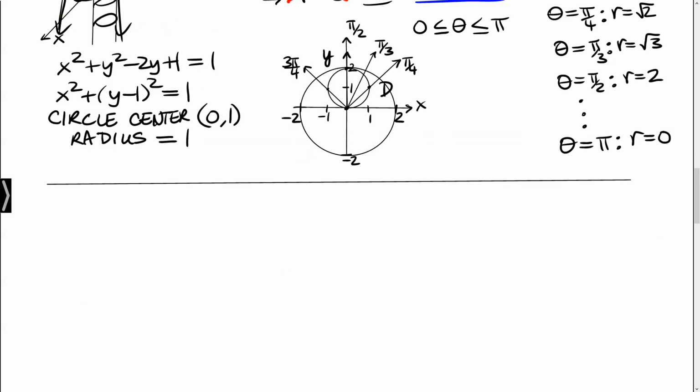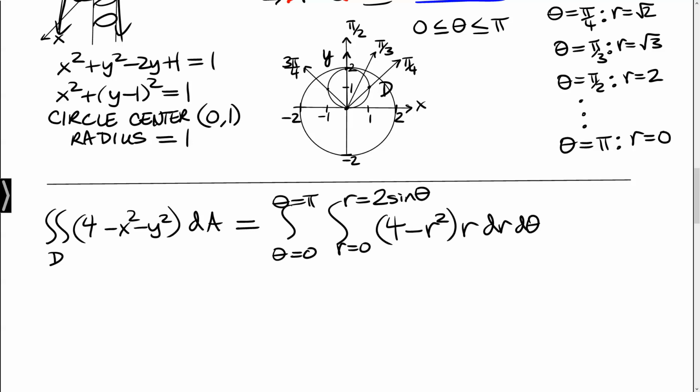All right, so let's start the calculation. So we're integrating over this region D the function 4 minus x squared minus y squared dA, and we just said that was from 0 to pi, 0 to 2 sine theta, 4 minus r squared, and then don't forget your other r, so the r dr d theta. So this is going to end up being 4r minus r cubed, and we're going to have to integrate that with respect to r.